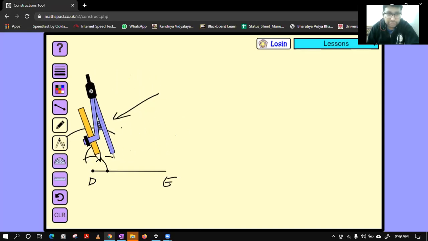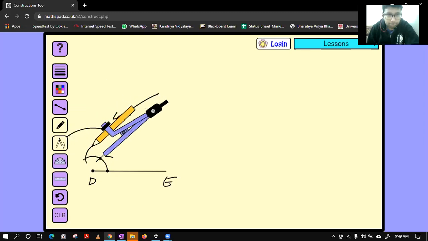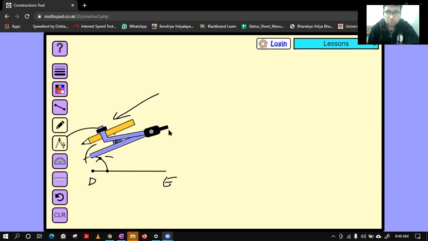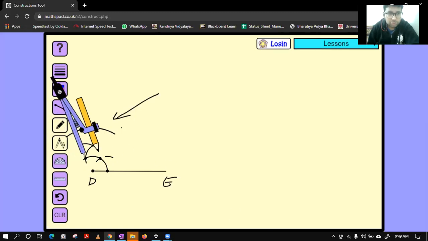Let's try to bisect this angle. Let me keep it over here. By keeping it over here, you can bisect it actually. One second. So this way we can get it. This is the thing. Now we are done. Join this using a scale and pencil.